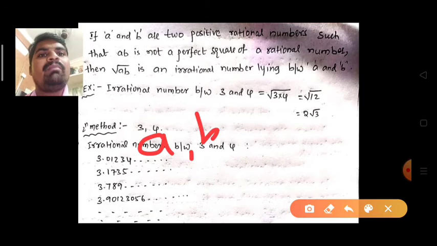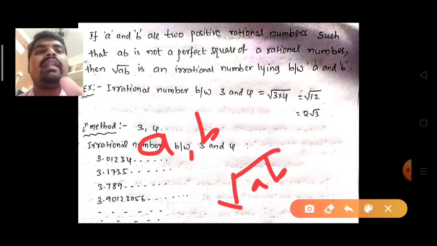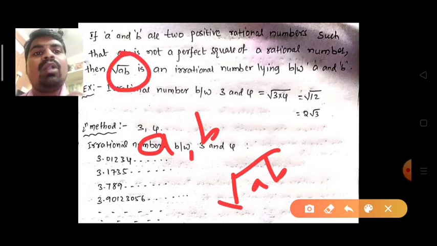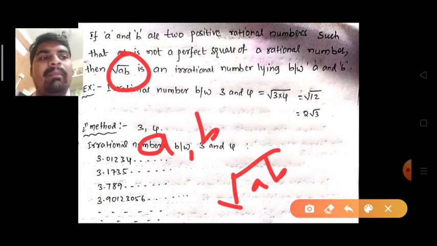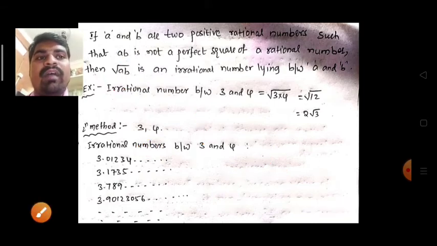Irrational number: how to find an irrational number? The formula is under root ab. Here, a and b are two positive rational numbers such that ab is not a perfect square. If you take two rational numbers and multiply them, and the product is not a perfect square, then you can find an irrational number. The formula is under root a into b, under root ab. This is the formula to find an irrational number between two rational numbers.